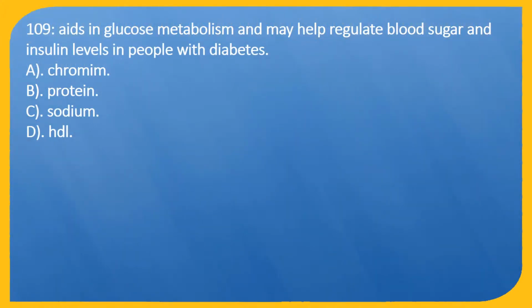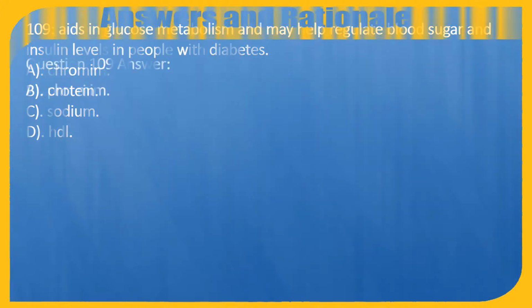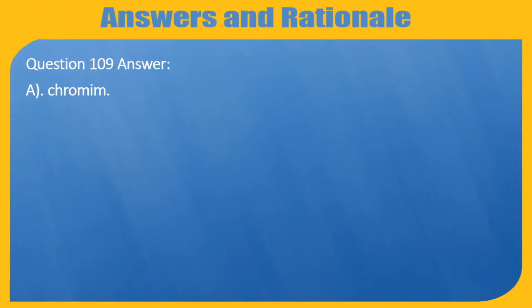Question 109. Aids in glucose metabolism and may help regulate blood sugar and insulin levels in people with diabetes. A. Chromium. B. Protein. C. Sodium. D. HDL. Question 109 Answer, A. Chromium.